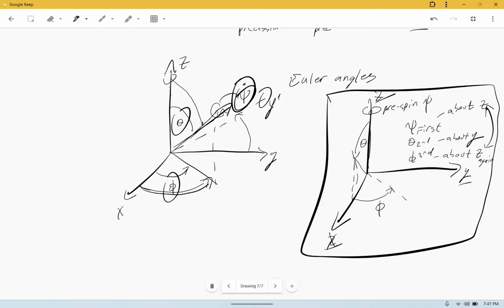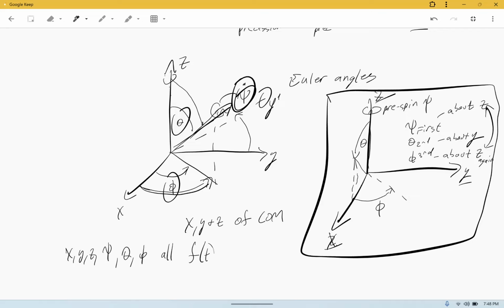So why am I talking about this? Because now I have a mathematical way to describe the orientation of something in space. And if I add to that the x, y, and z of the center of mass, I've got all the variables it takes to describe this thing. So x, y, z, psi, theta, and phi are all some function of time. Well, they're all different functions of time, right? And now I can describe this thing mathematically because I just need to understand the physics of how all these things are related.